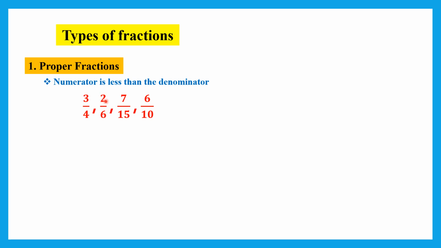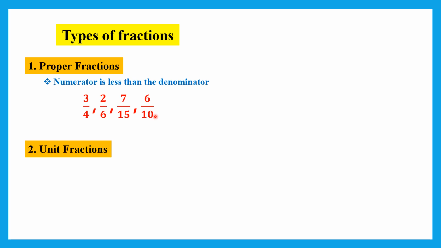Again this one, 2/6. 2 is less than 6. So this one is also a proper fraction. 7/15. 7 is less than 15. This one is also a proper fraction. Last one, 6/10. Again this one is also a proper fraction. Why? 6 is less than 10.